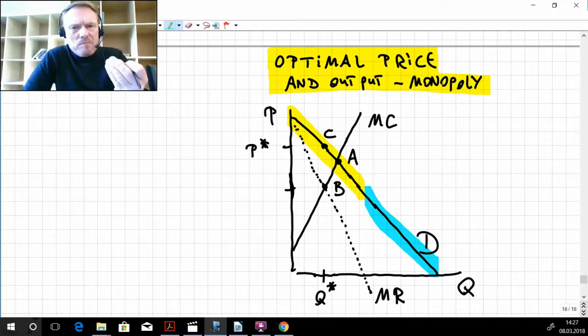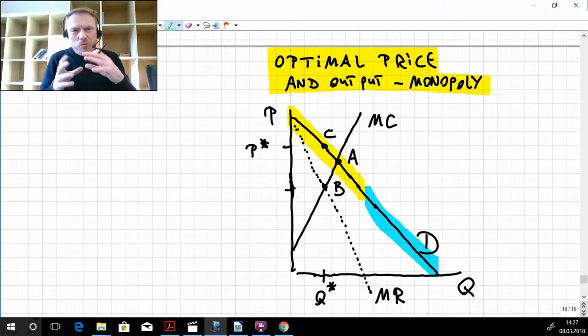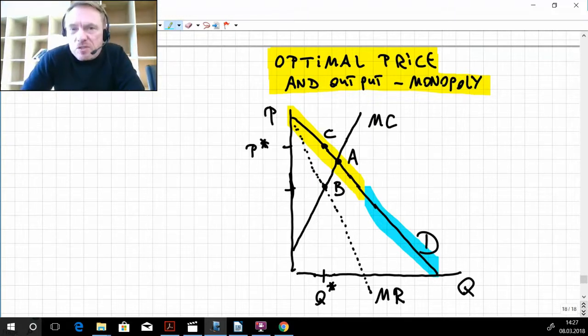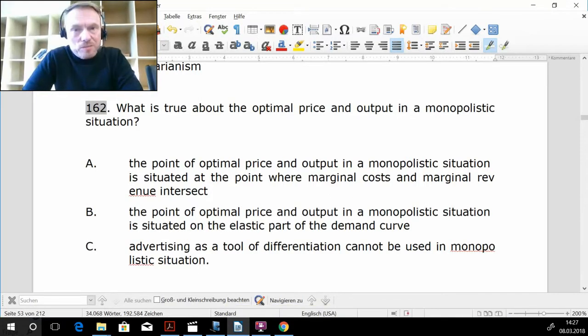What does elastic part mean? It means that if the price goes up or down by 1%, the quantity demanded goes down or up by more than 1%, which would be elastic. So that's important to understand when it comes to monopolistic situation. The optimal price and quantity situation is always located in the elastic part of the demand curve, which means that the answer B would be true. That's it for now.